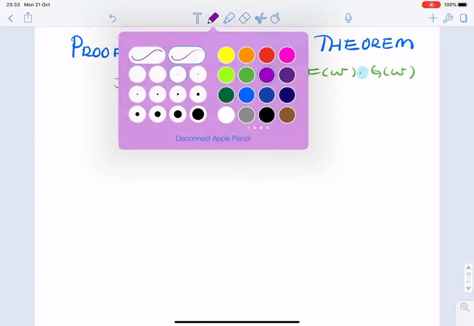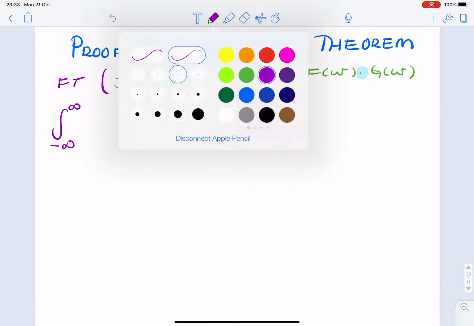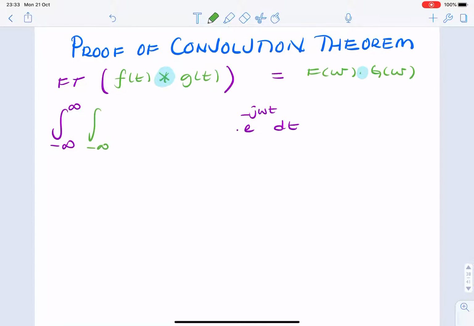And we're going to try to prove that by replacing this arrow with an equal sign and carrying out the Fourier transform. So the Fourier transform is simply an integral from minus infinity to infinity, multiplied by e to the minus j omega t dt. And the convolution is itself another integral from minus infinity to infinity, f of tau g of t minus tau d tau.